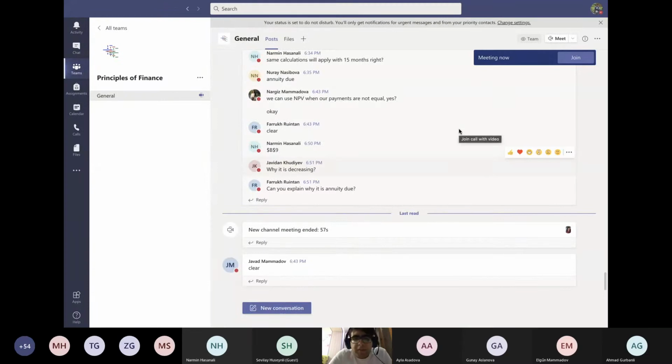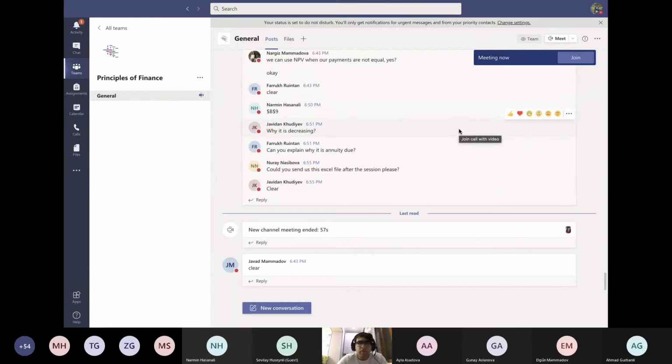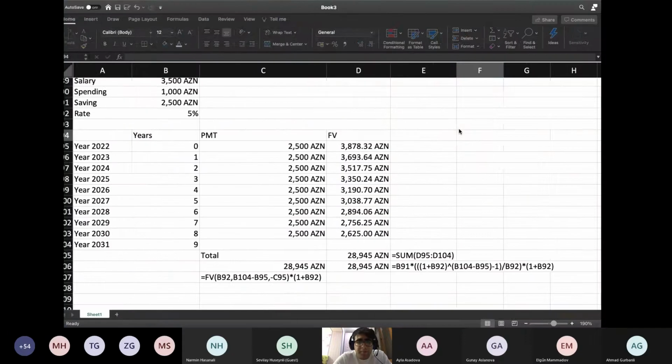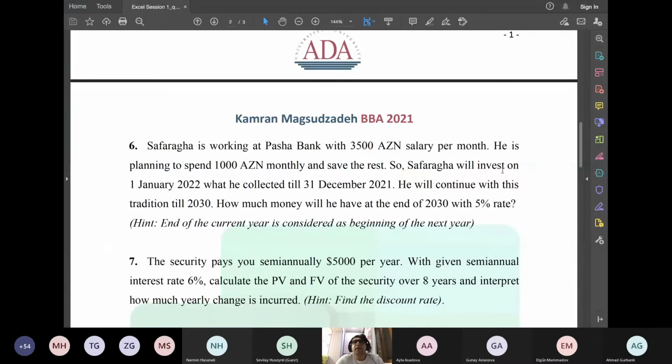Can you explain again why it is annuity due? Nuray says, could you send us? Yes, I will definitely send the Excel file to you and the questions. So Farukh, in the question, I said here, Safaragha will invest on 1 January 22. 1 January 22 is the beginning day of year 22, yes?